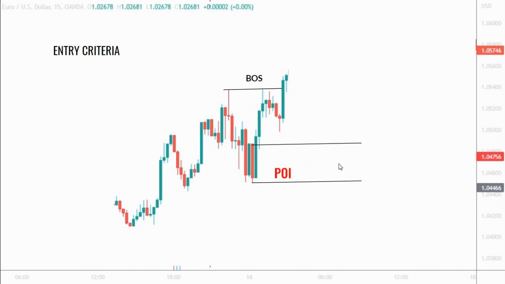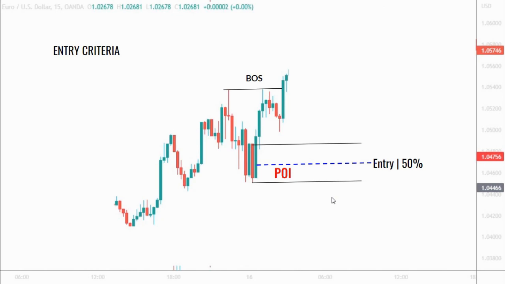So once you have your POI, for your entry, it's quite simple. On your POI candlestick, which is the red candlestick that created the up move, you are gonna take 50% of that, and that will be where your entry is. So your entry will be different depending on the type of trader you are, but I would recommend putting it at 50% of your candlestick.